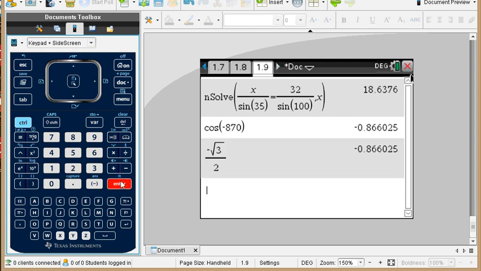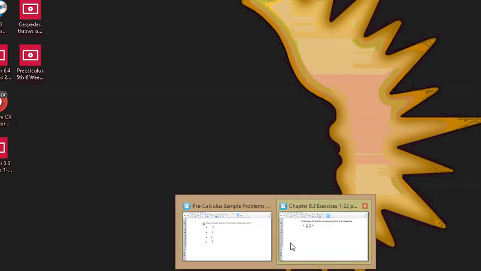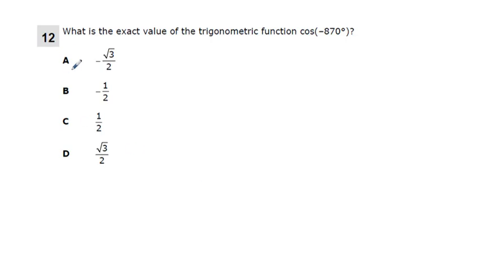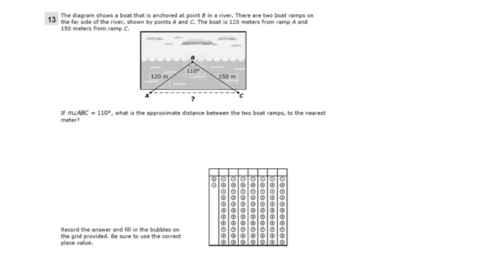13. The diagram below shows a boat that's anchored at a point B in a river. There are 2 boat ramps on the far side of the river shown by points A and C. The boat is 120 meters from ramp A and 150 meters from ramp C. If measure of angle ABC is 110 degrees, what is the approximate distance between the boat ramps to the nearest meter? Okay, so the equation is going to be this: c squared equals a squared plus b squared.